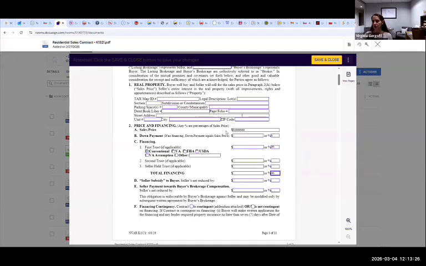So we see a lot of confusion of how this section is used. Just make sure that you read it carefully so you're not making mistakes in there.